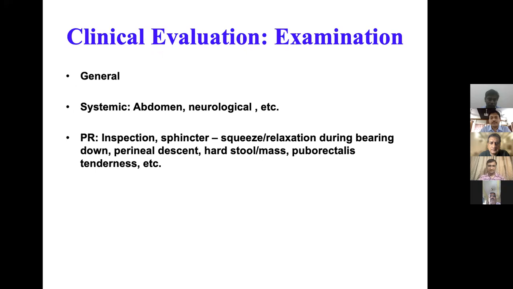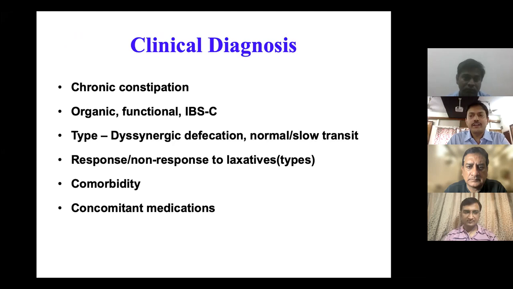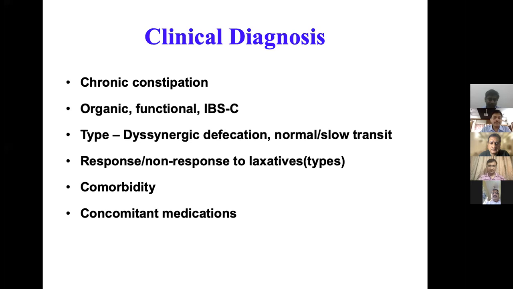So once you have all that, then you have all the required inputs to decide, okay, this patient, what is the current situation? So constipation, is it likely to be functional or organic? Based on your examination, is it going to be a strain examination? Is it likely to be a dyssynergic defecation or a normal or slow transit constipation? How has the patient responded to laxatives? Does he have any comorbid illness? What other medications is he taking? So these are the inputs you need at the end of history and examination to decide how to proceed further.